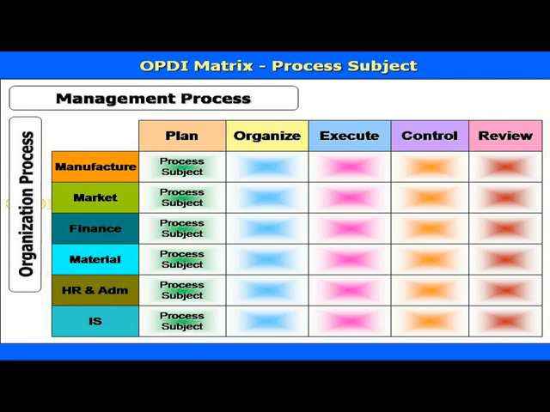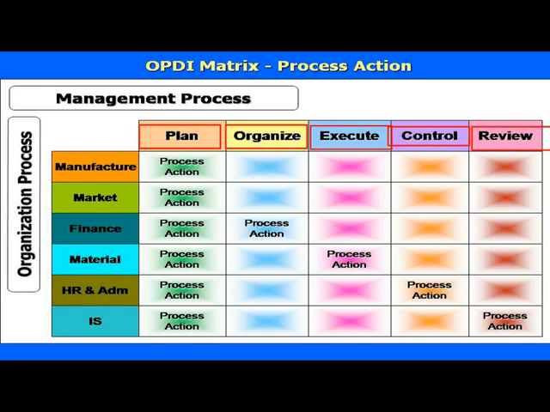carried out by various management processes through various process subjects for each function, executed by various process actions for each process subject. That is, for organization function, that is manufacturing function, the planning processes are executed through various process subjects through various process actions.